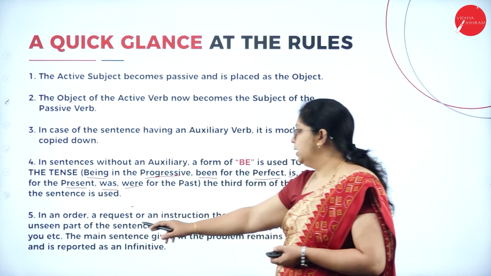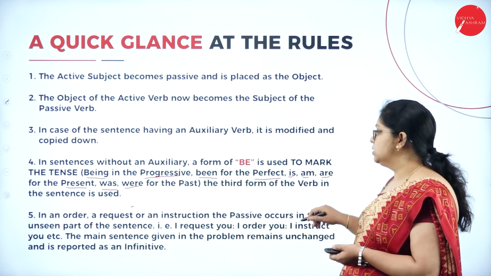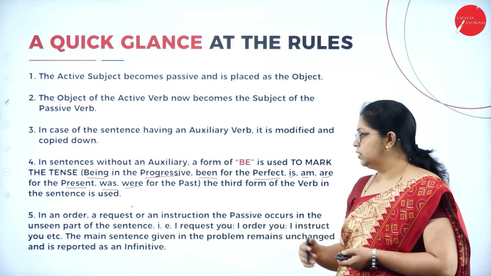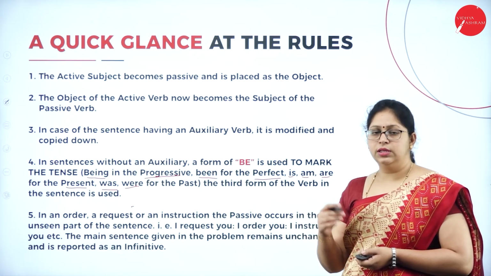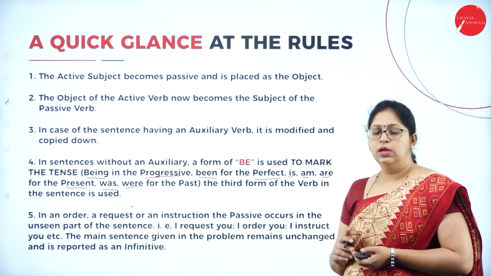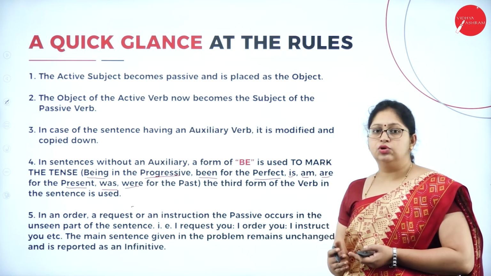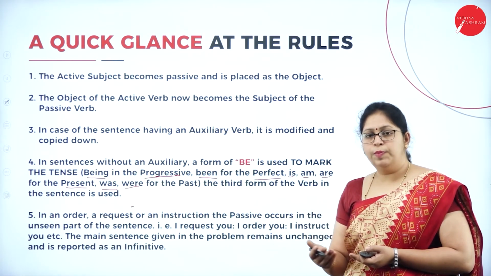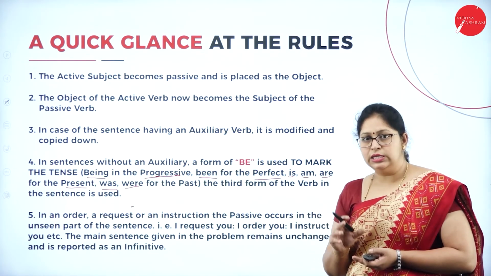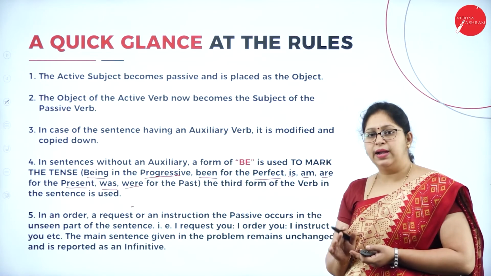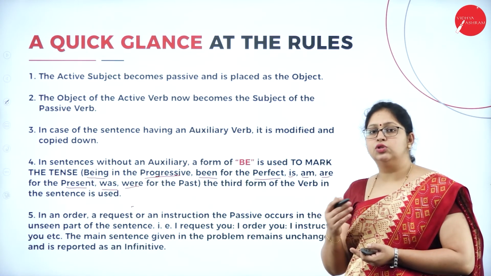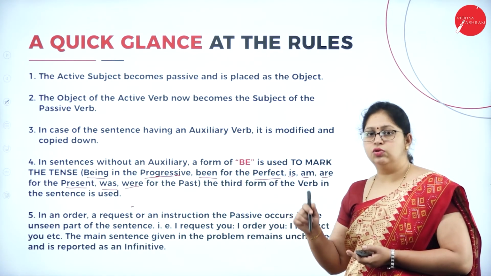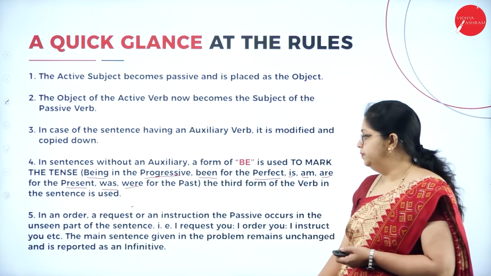In an order, a request or an instruction, the passive occurs in the unseen part of the sentence. So, if it is a request or instruction like bring the book, close the door, open the window, here you are not supposed to change it to passive. Passive is unseen here. You can't say to open the door, door open, correct? You can't change subject verb there because the sentence pattern is different. There is no object, correct? And the verb is intransitive there. So, you need not change it to passive. It will remain the same.